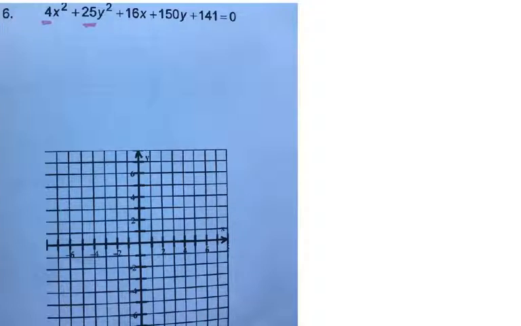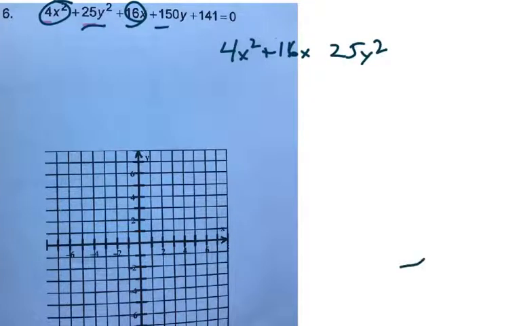What's my first step again? I'm going to organize, right? I'm going to put my x squared with my 16x together, here and here, right? And now I'm going to put my 25y squared right there together with the 150y. They're all positive, so that's easy to keep track of signs. And of course, I'm going to minus 141 from both sides to get that number out of the way.